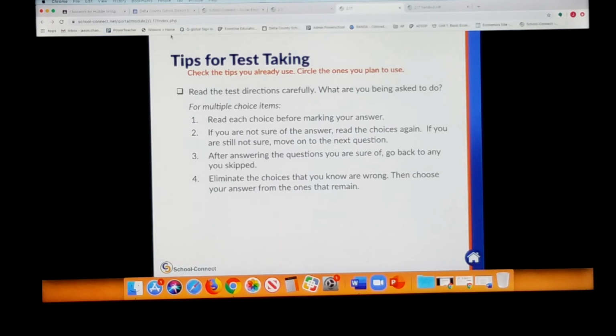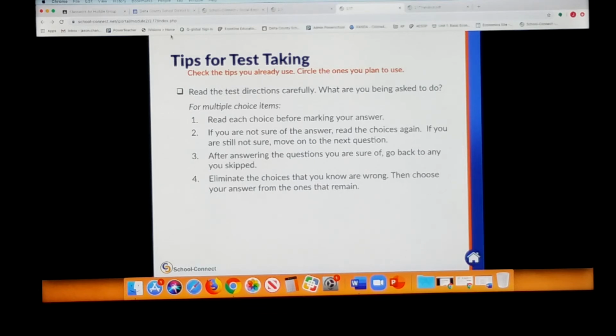Tips for test taking. I know we got some nervous testers in this school, so make sure to read the directions carefully. Make sure to answer what you're being asked to answer and to do what you are being asked to do. In my AP class, that gets tricky because they try to make it a little trickier, but do what they're asking you to do. Pay attention to the instructions.